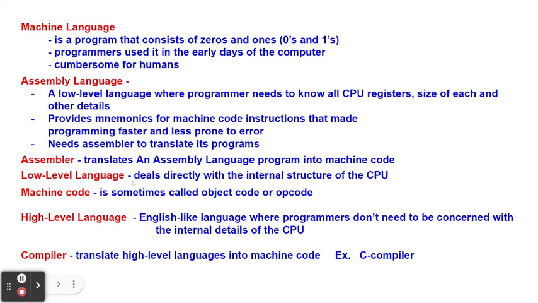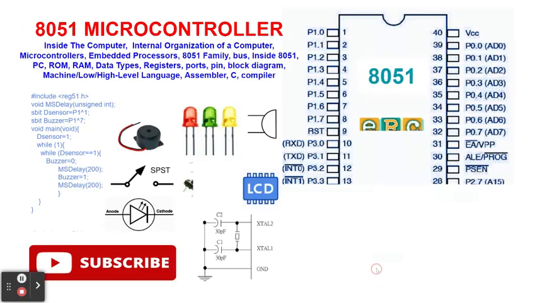Now later on, instead of writing mnemonics, it became a more English-like language where programmers don't need to be concerned with the internal details of the CPU. This is what we call high-level language. And what will happen now is we need a compiler to translate these high-level languages into machine code. Therefore, if assembly language needs an assembler, a high-level language like C needs a compiler. That's why we have a C compiler.